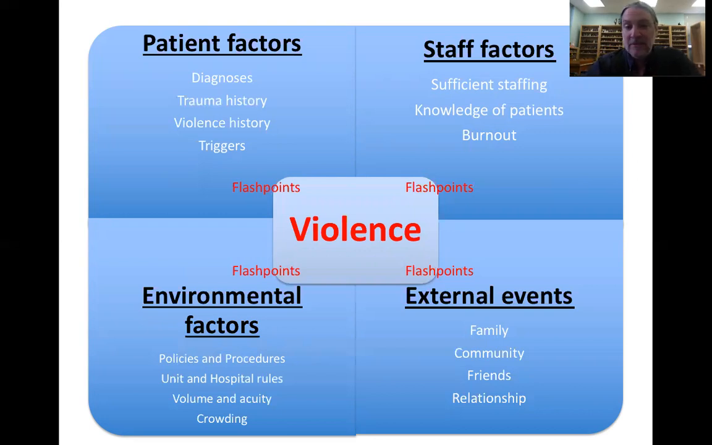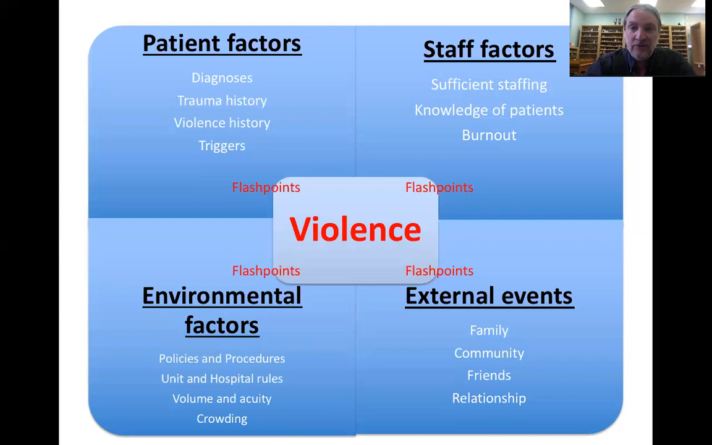Again, in the middle here, we have violence, and there are the flashpoints again. Going clockwise from the top, we know that some staffing factors contribute to violence. If there aren't enough staff, if the staff aren't familiar with the patients, if the staff are particularly burned out, but also if the staff are very authoritarian, is another important one to add on there.